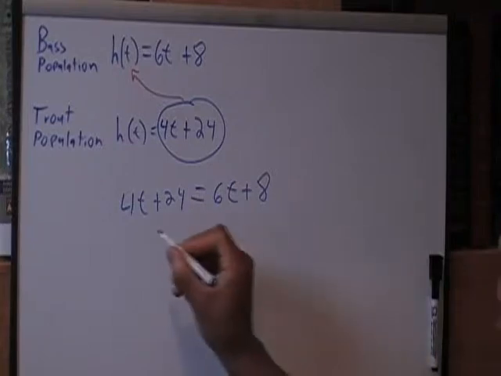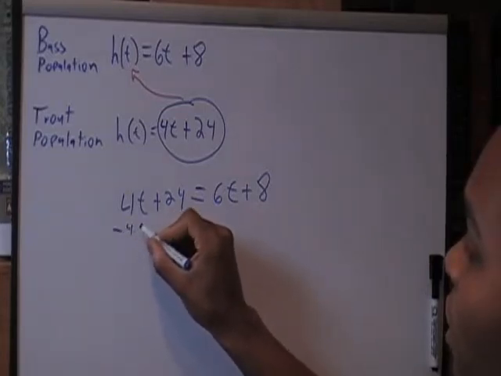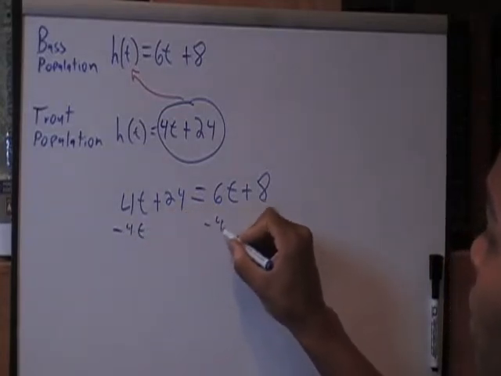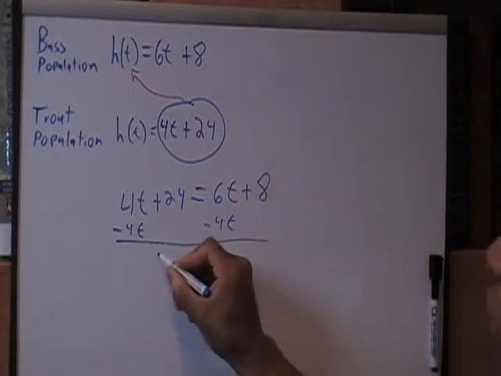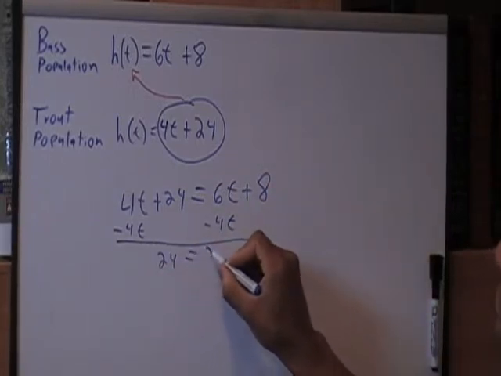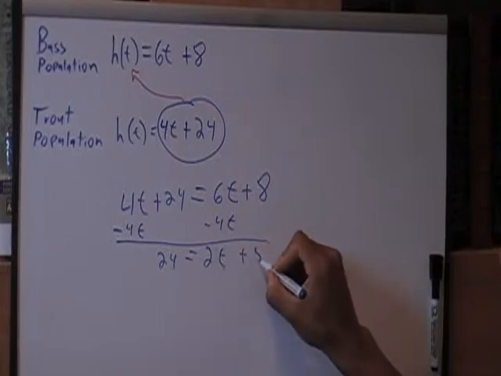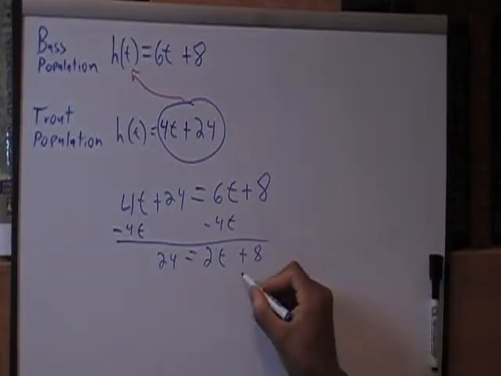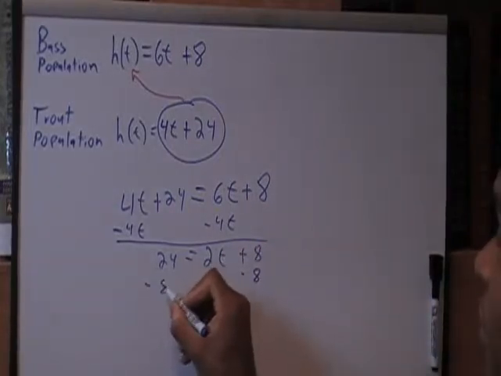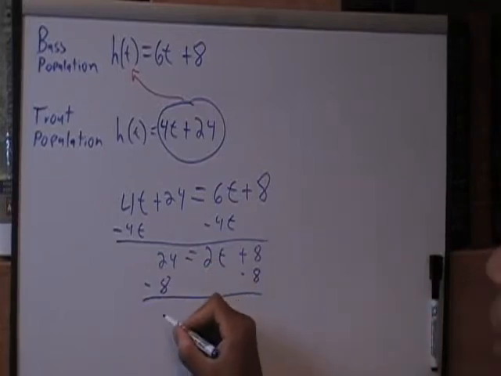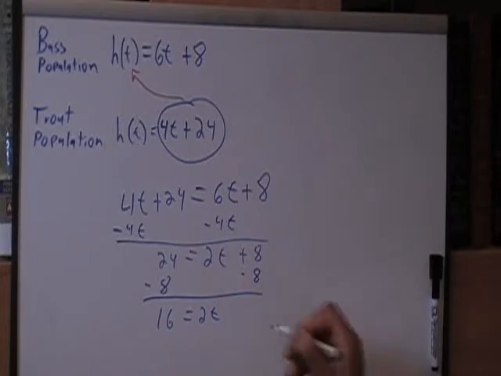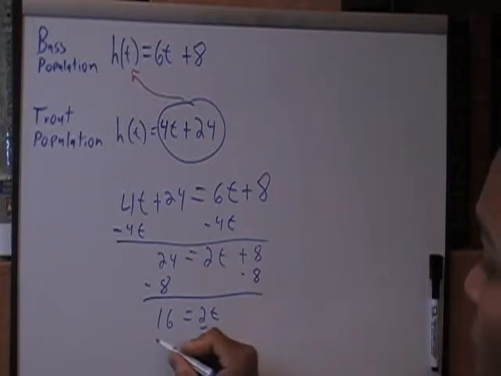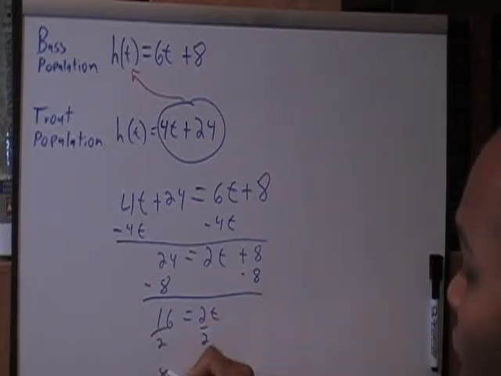So we could subtract 4t from both sides. And that leaves me with 24 equals 2t plus 8. Now I subtract 8 from both sides. And I'm left with 16 equals 2t. And you can see that t is going to equal 8. Right? We divide both sides by 2, and I have 8 equals t.